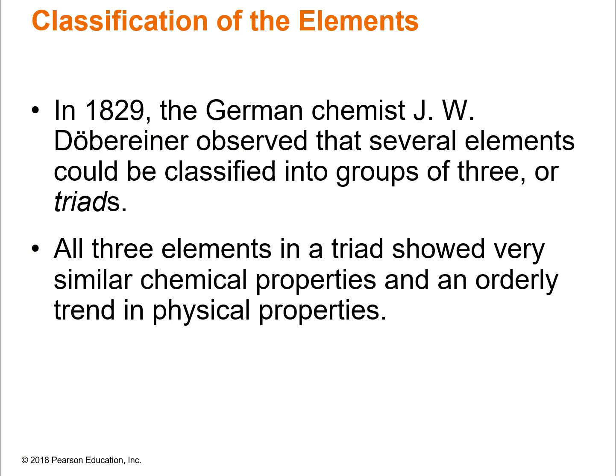So the first proposal that we're going to talk about in terms of classifying and organizing the elements is triads. There's a German chemist who observed that elements could be grouped in groups of 3, triads. And those elements showed very similar chemical properties and an orderly trend in physical properties. So that's the first thing that you need to know.